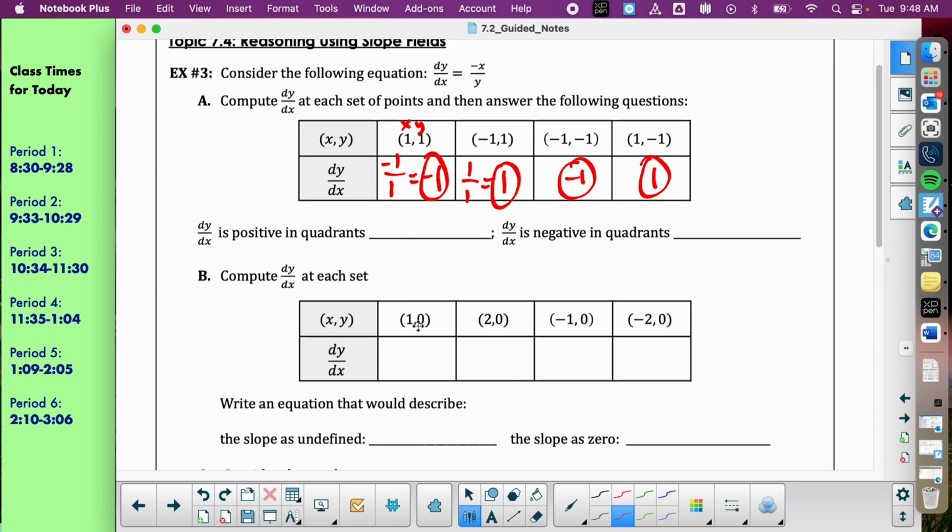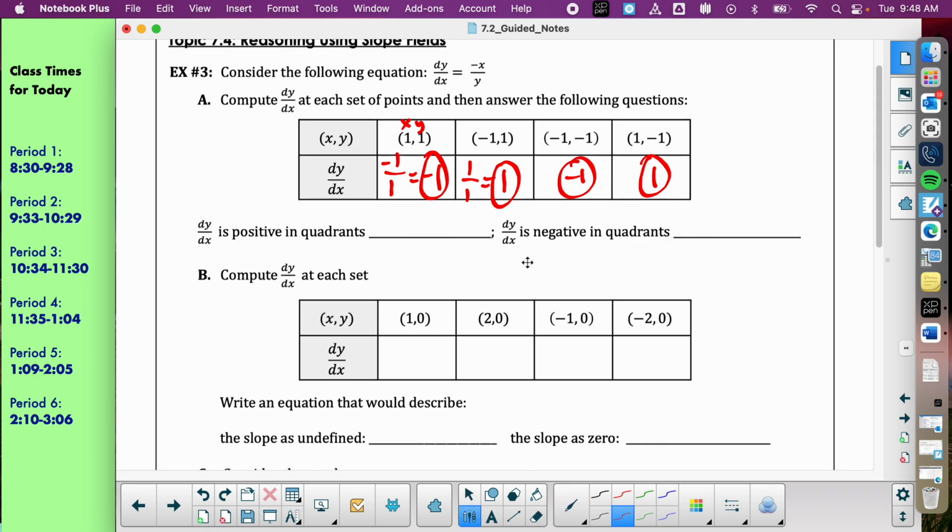So the rest of these only have x values. The y value is 0. Zach, what happens when you plug in 1, 0? You get an undefined answer. Perfect. And in fact, all 4 of these are undefined because they all have 0 as y.